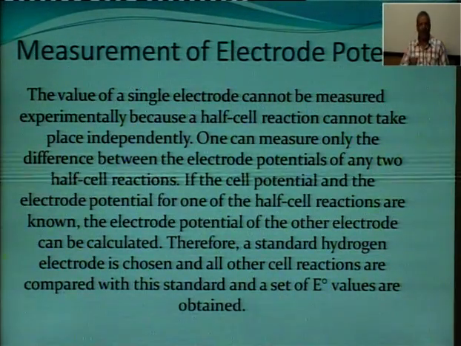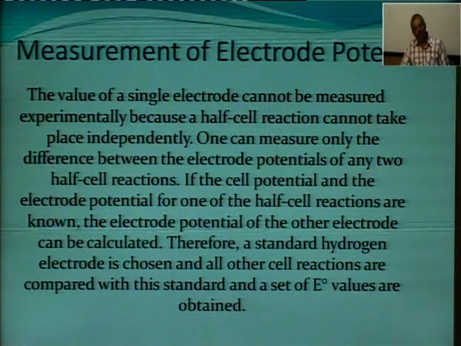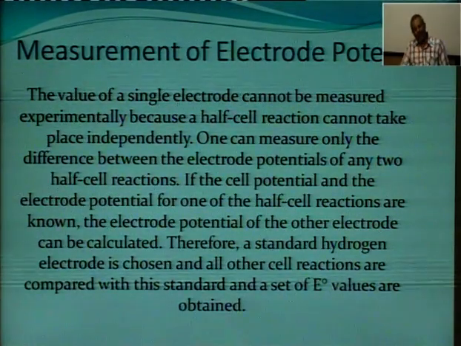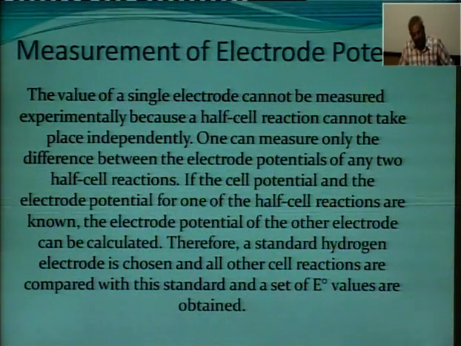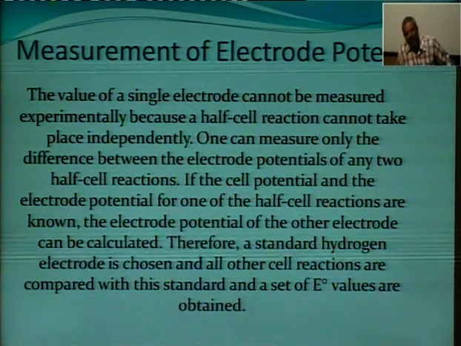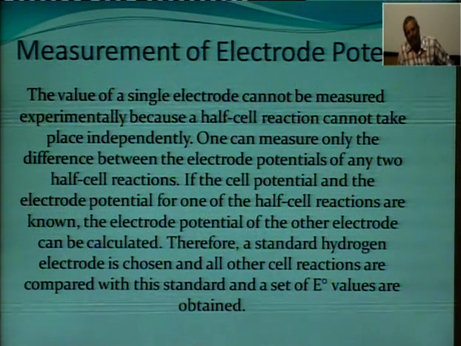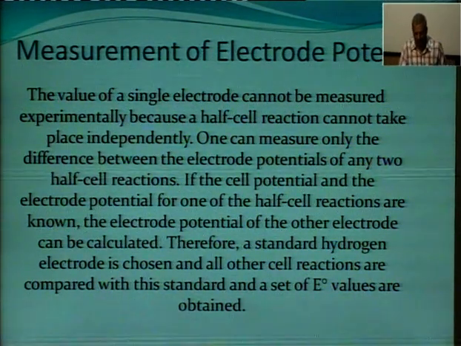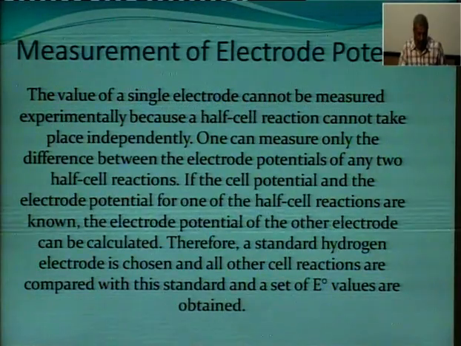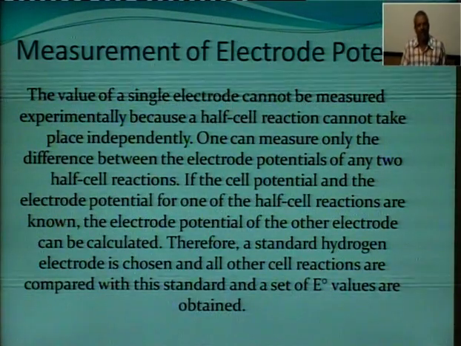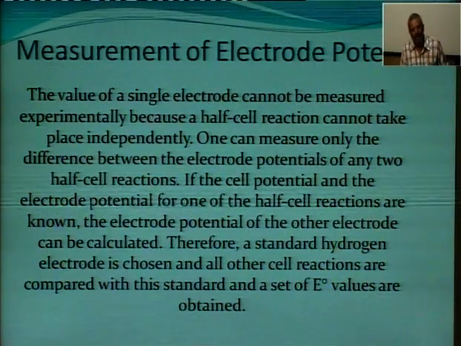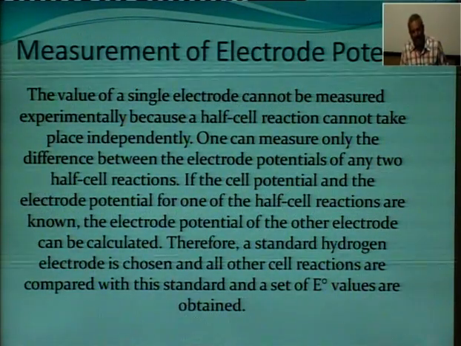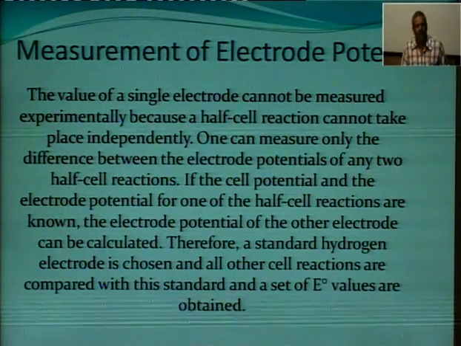Therefore, a standard hydrogen electrode is chosen and all other cell reactions are compared with this standard and a set of E naught values are obtained. So, we need a standard half cell and that standard half cell is hydrogen half cell.